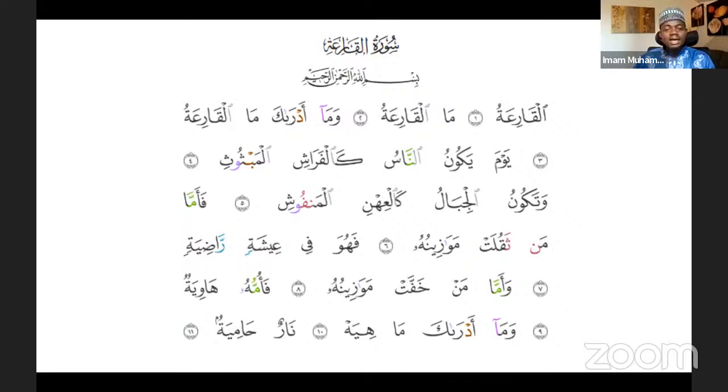So this is a surah that has 10, 11 verses, 11 ayats.